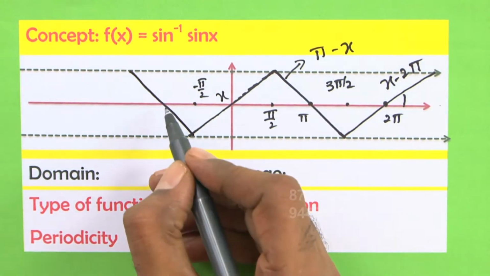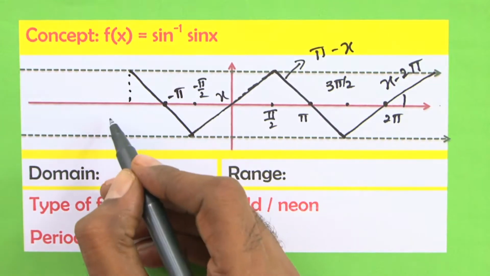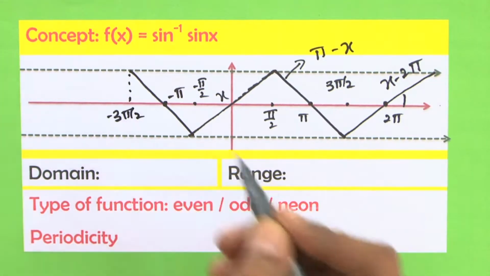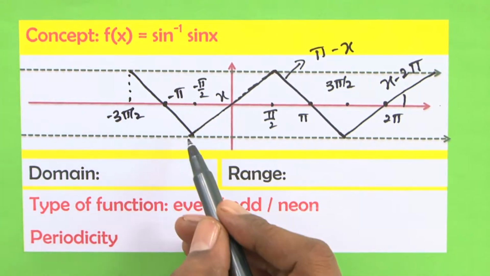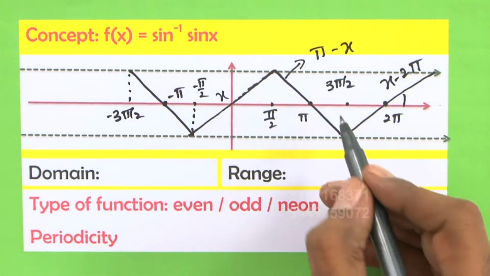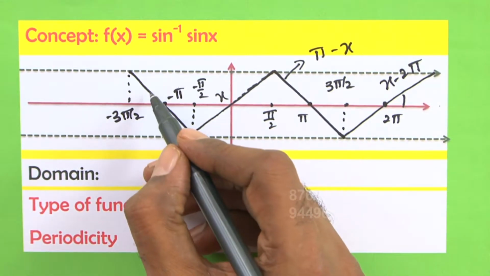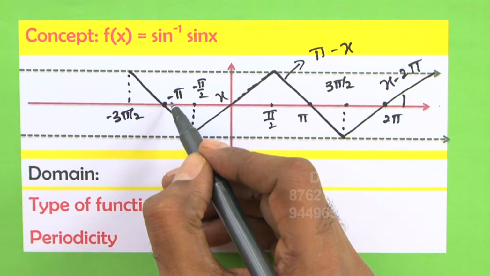this is pi by 2. This is minus pi. This point is minus 3 pi by 2. Between minus 3 pi by 2 to minus pi by 2, what will be this? Do you agree with me? The slope is minus 1, right?